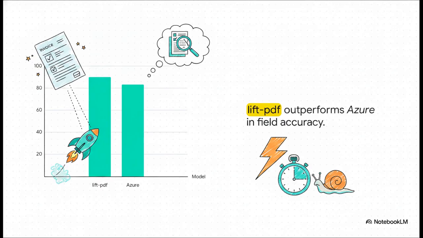Check out these performance metrics from Datalab's benchmark. It boasts a 90.2% field accuracy, which noticeably outperforms Azure's 83.4%. But honestly, the real kicker here is the speed. It has a median latency of just 9.5 seconds. Compare that to a massive 73.7 seconds for Azure. When you're processing thousands of invoices at the end of the month, that difference in speed scales up into some truly massive cost and time savings. It's highly accurate, and it's incredibly fast.